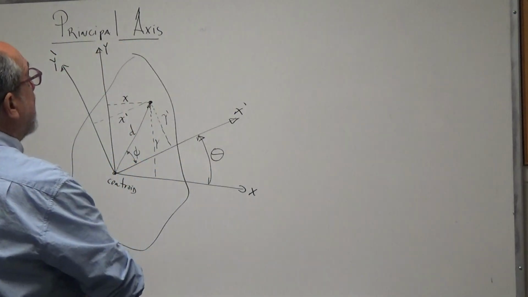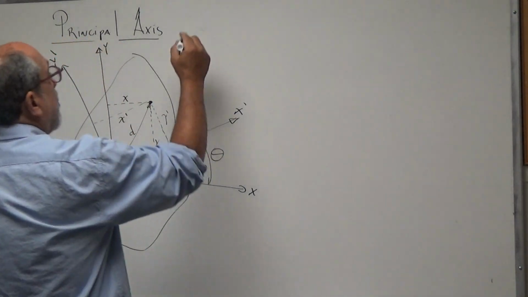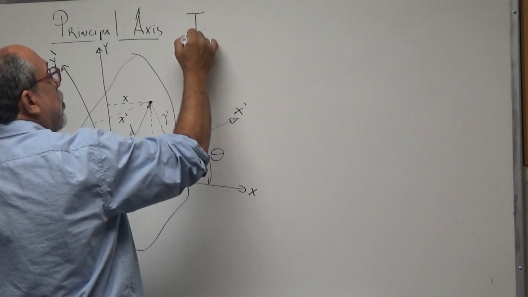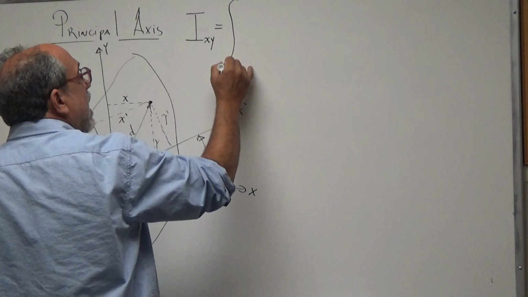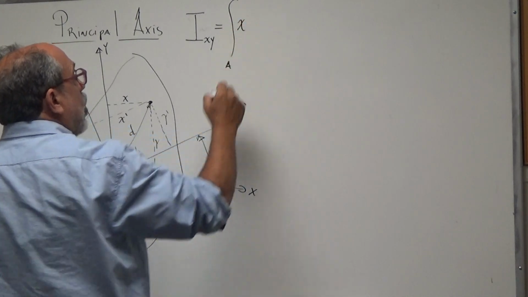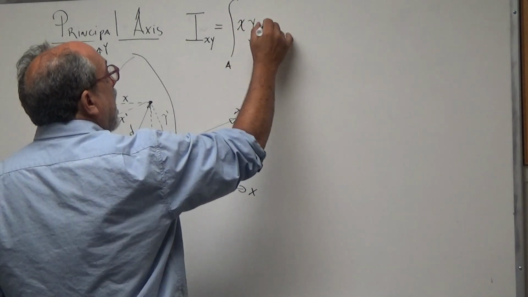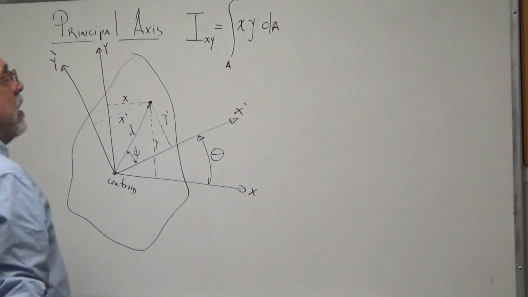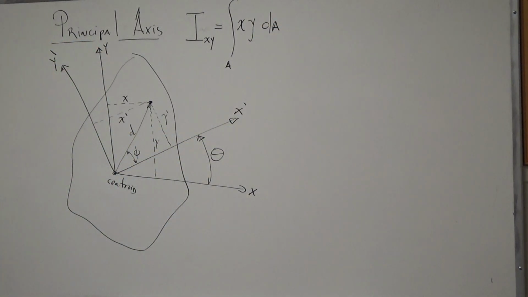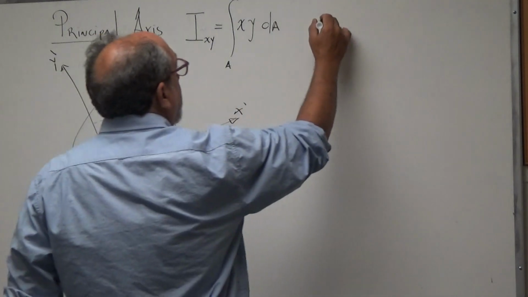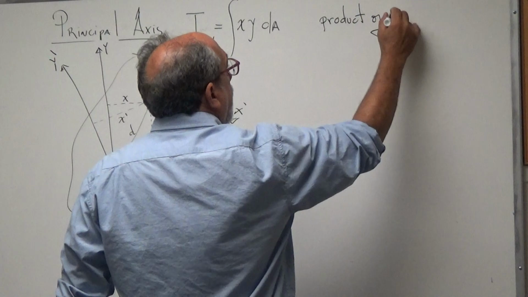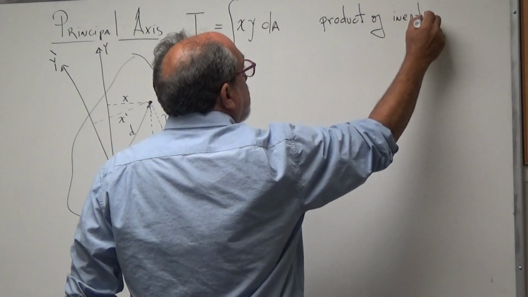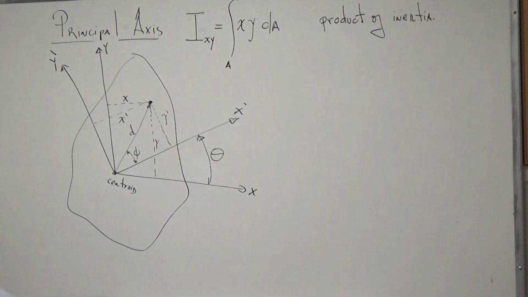Actually no. Let's put it this way. This is what I forgot. I should have said at this point. Let's define the property Ixy as the integral over the area of x times y times dA. Okay, that's called the product of inertia. So let's define the integral of x times y times dA as the product of inertia.